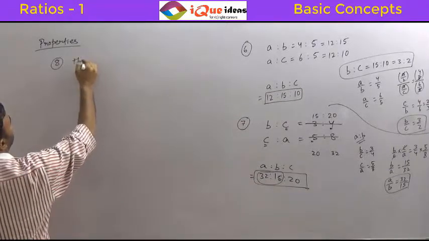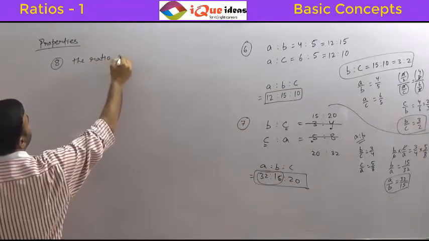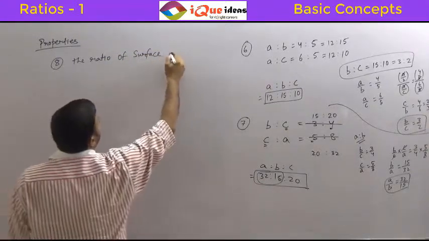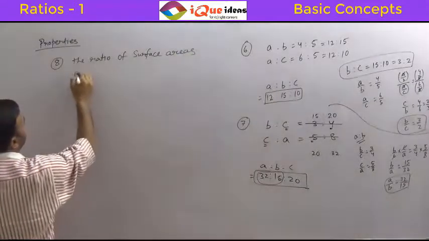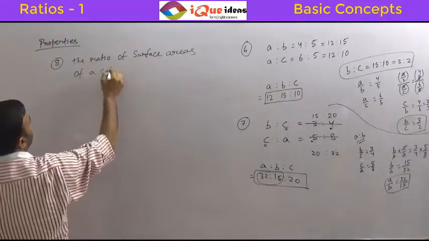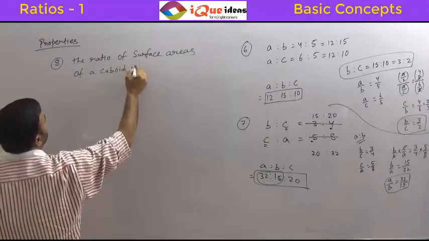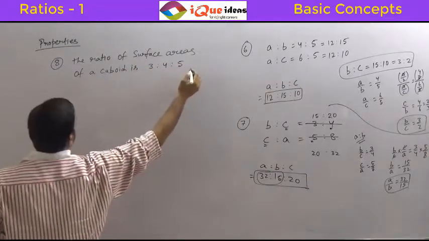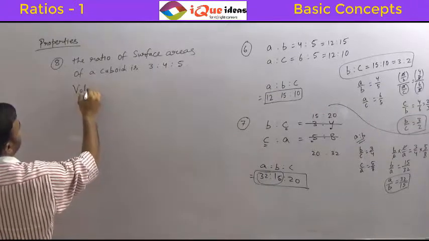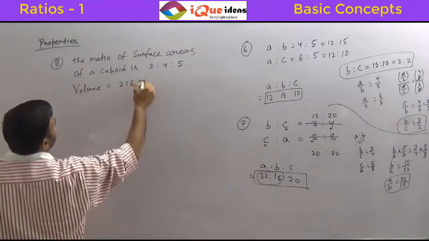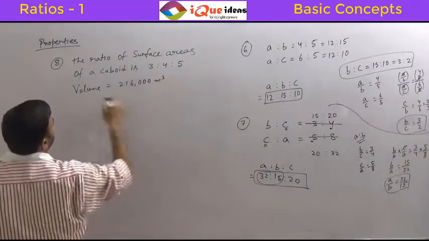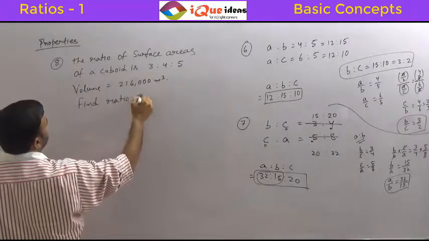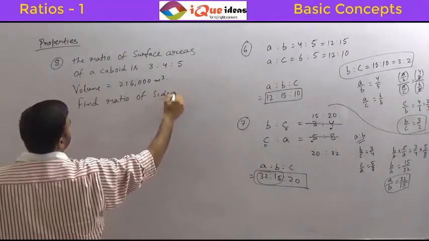The ratio of surface areas of a cuboid is 3:4:5. Volume is 216,000 meter cube. Find ratio of sides or the edges.